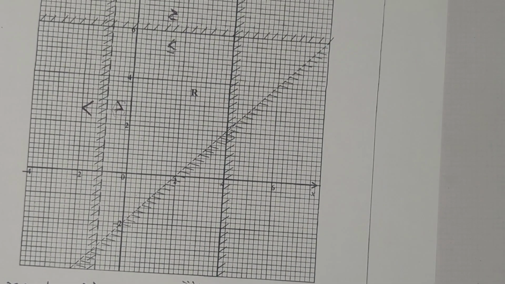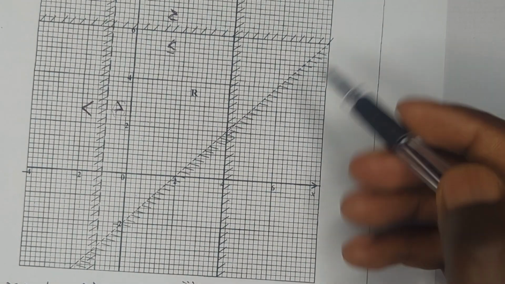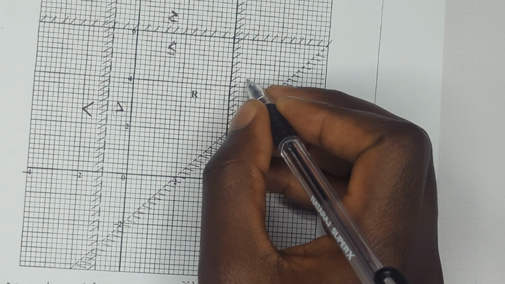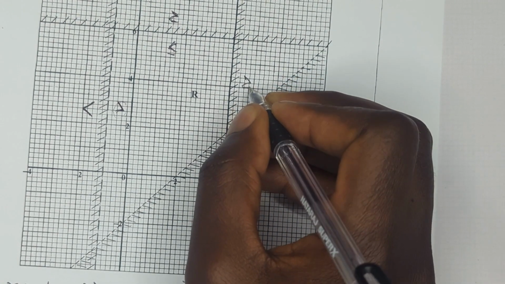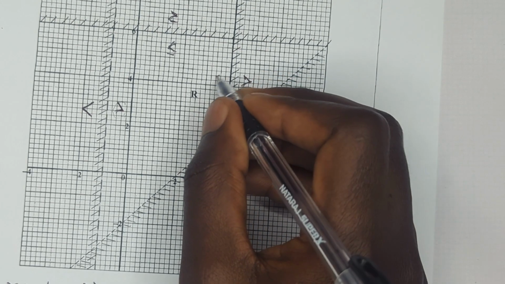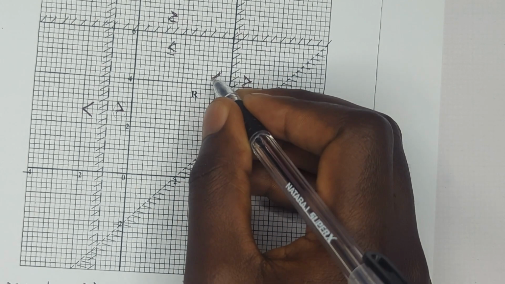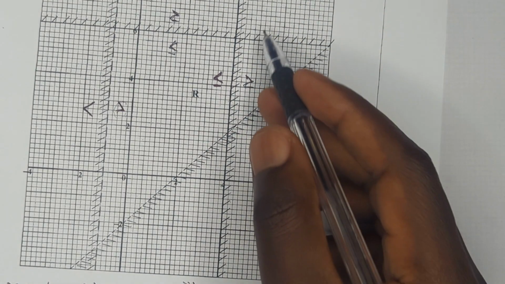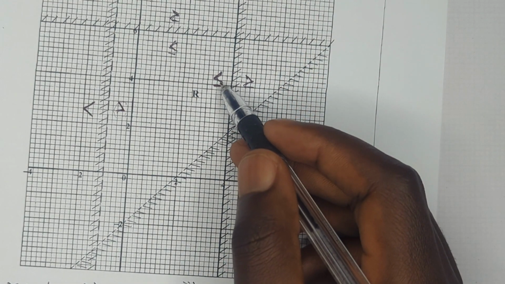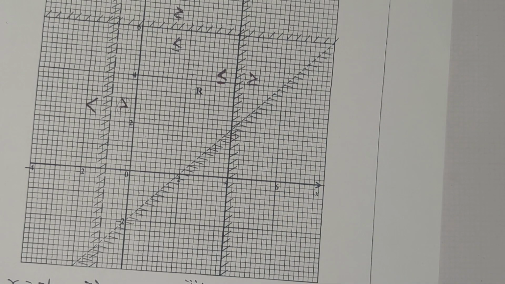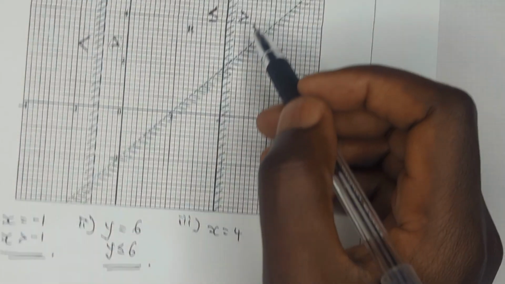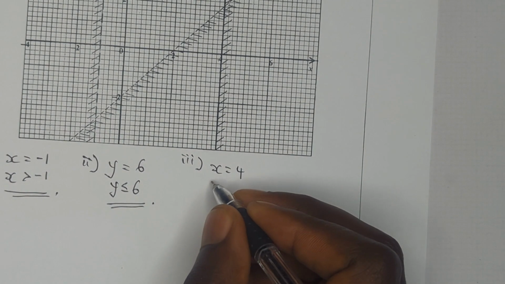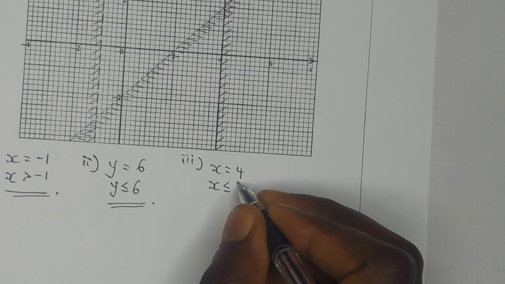Now the sign that we are going to put, the numbers as they move in this direction, they increase. So this side is greater than or equal to, and this side here is less than or equal to. This is a solid line. That's why we are using greater than or equal to or less than or equal to. So the sign that we are going to get is less than or equal to. So x is less than or equal to 4.